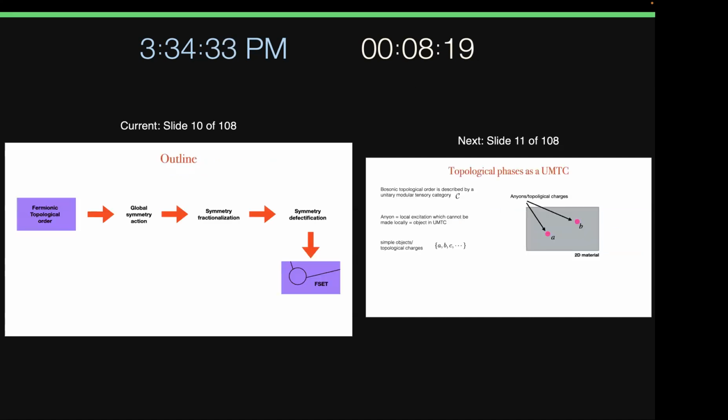All right, so here's the outline. I will start by discussing a little more about modular tensor categories and then their fermionic relatives, and then all of these symmetry extensions that I mentioned.